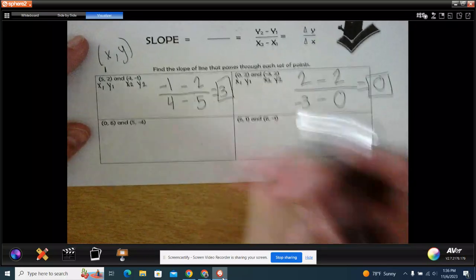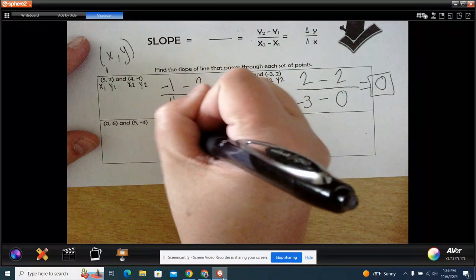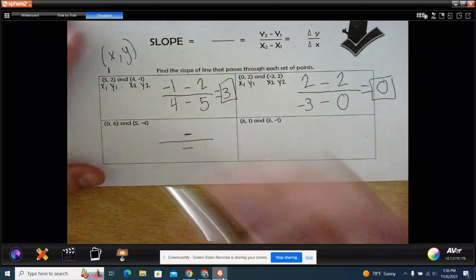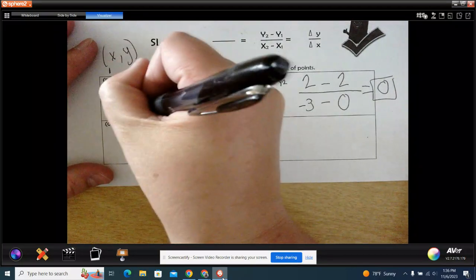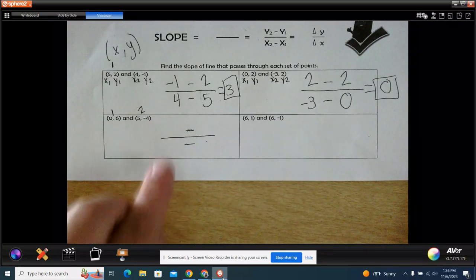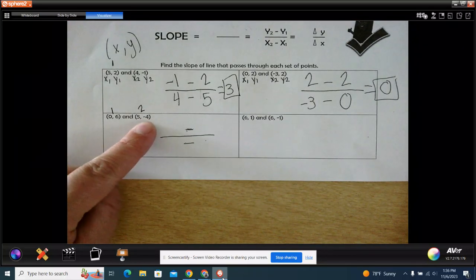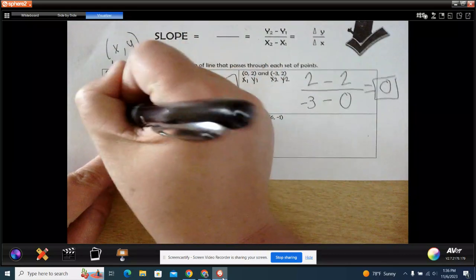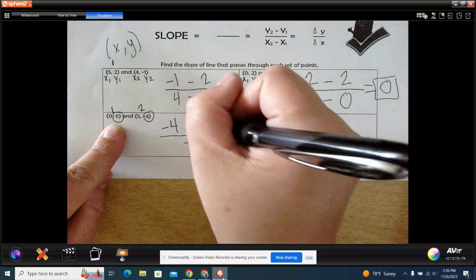Okay, so our next one. If you need to label your x's and y's every time, you can do that. That is fine. So there's my 1's and my 2's. I like to label 1 and 2, just kind of helps me know which ones to go first. So y values are at the back. So that's negative 4 minus my other y value, which is 6.